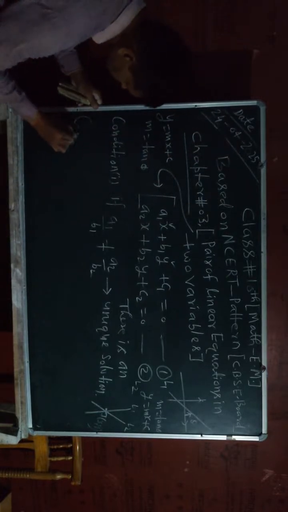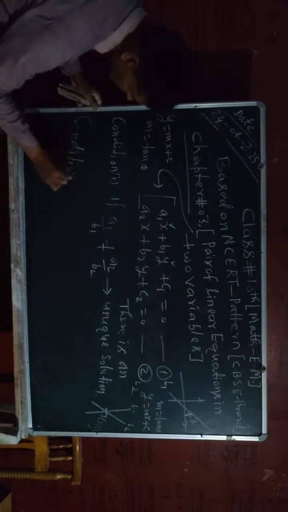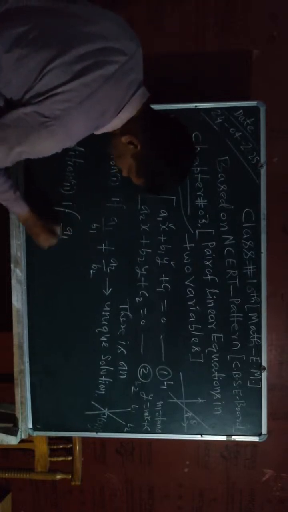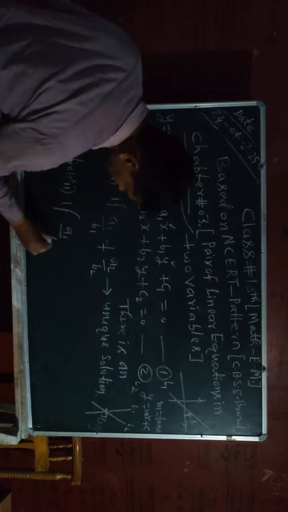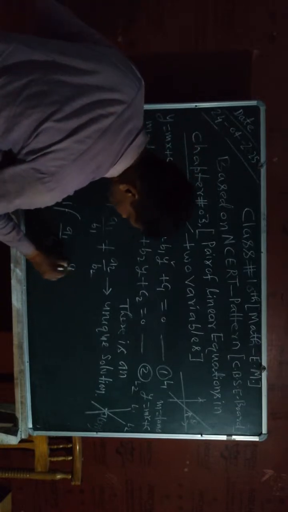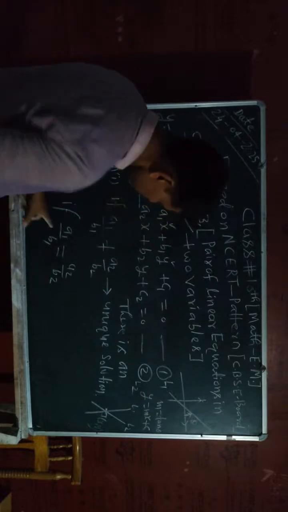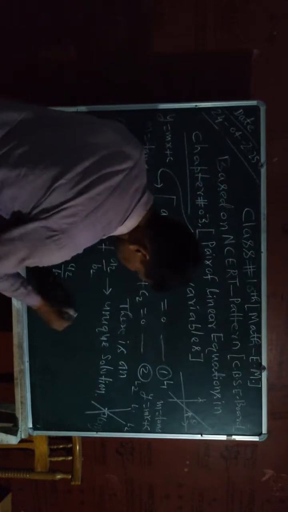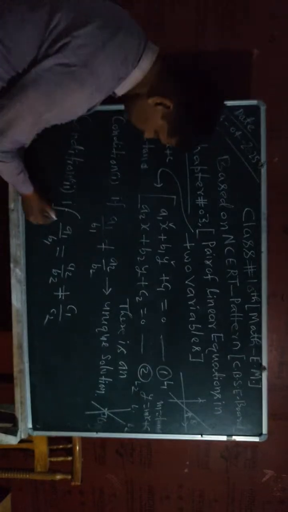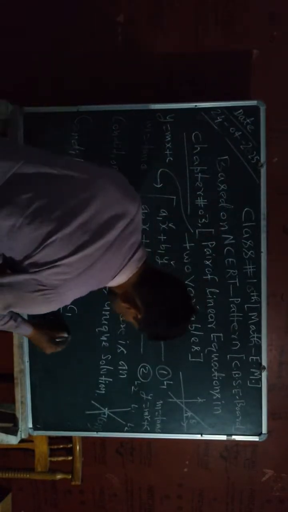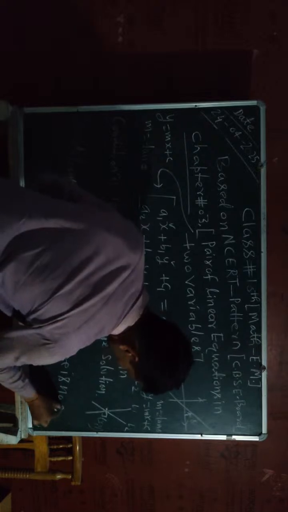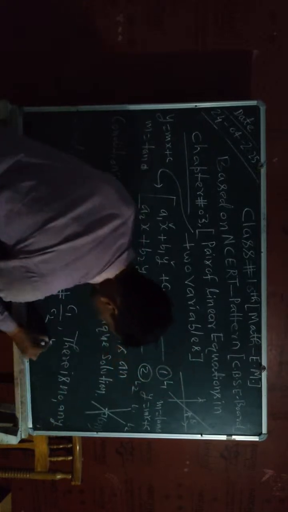So here I will say condition number 2. If a1 divided by b1 is equal to a2 divided by b2, that is, if both slopes are equal, but c1 is not equal to c2, and this condition is available, it means that there is no unique solution.